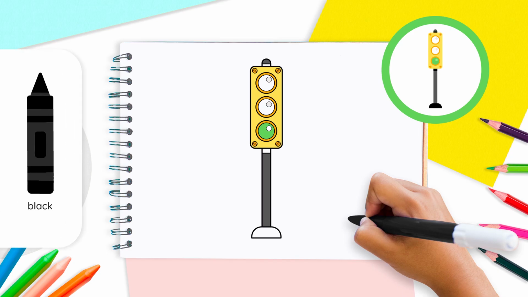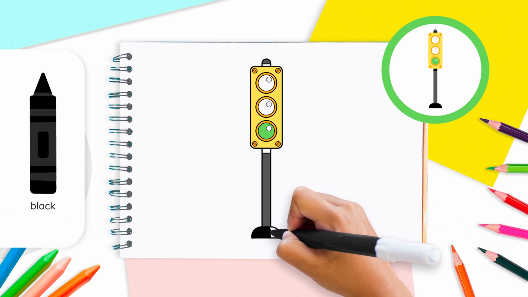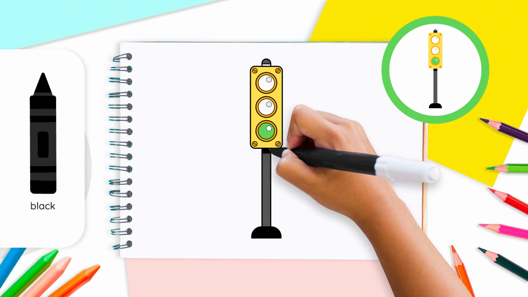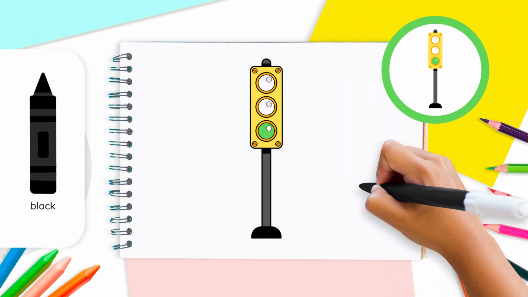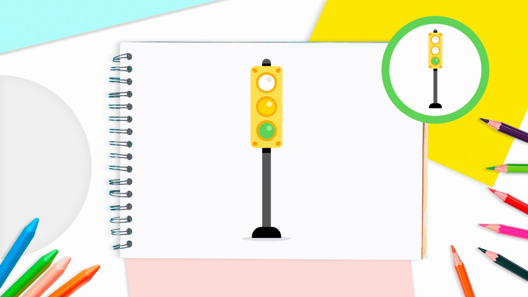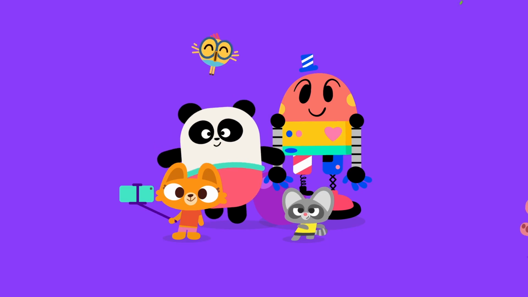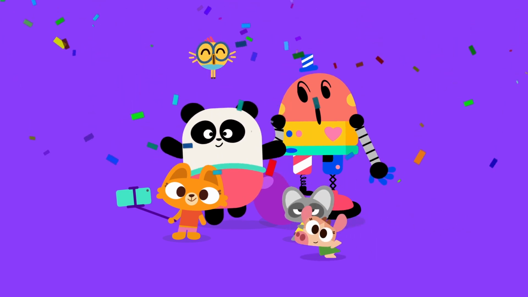Last but not least, use your black crayon to color the base and the small parts on the pole left blank. Well done, everyone! Looks like we are ready to hop in the car and go on a fun and safe drive.